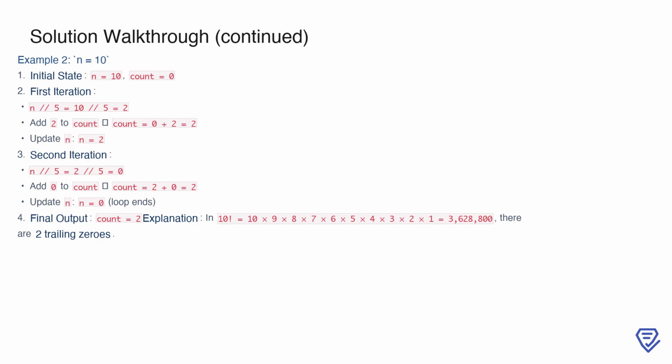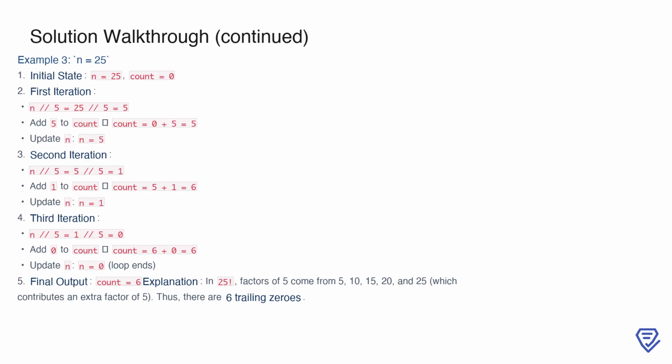a factor of 5. For n equal to 25, the process is similar but involves more iterations. Starting with n is 25 and a count of 0, we divide 25 by 5, which gives 5. Adding 5 to the count makes it 5, and we update n to 5. On the next iteration, dividing 5 by 5 gives 1. Adding 1 to the count brings it to 6, and we update n to 1. Finally, dividing 1 by 5 gives 0, so the loop ends. The final count is 6, meaning there are 6 trailing zeros in 25 factorial.